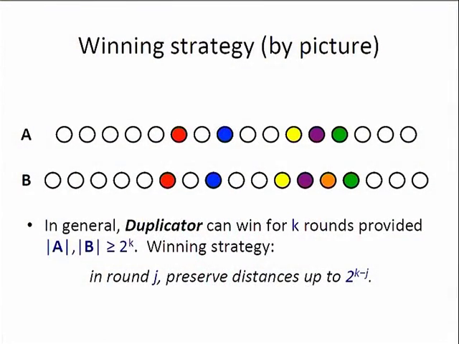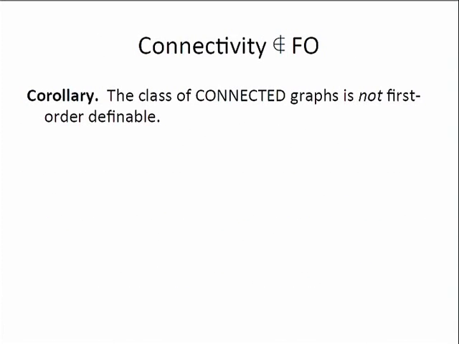So what can we say in general for this game when A and B differ by one element? In general, duplicator can win the K-round game provided that both A and B have at least 2 to the K elements. So duplicator can win for logarithmically many rounds. The winning strategy is that in round J of the game, we preserve distances up to 2 to the K minus J. You can write this out formally, but I think it's pretty clear, a very simple example.